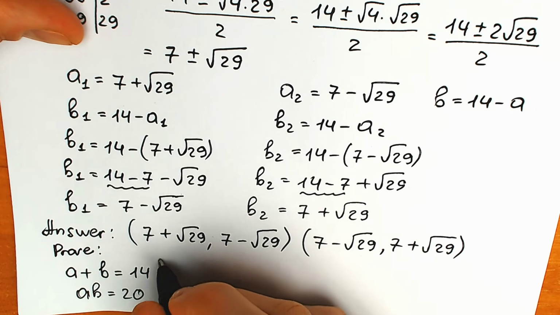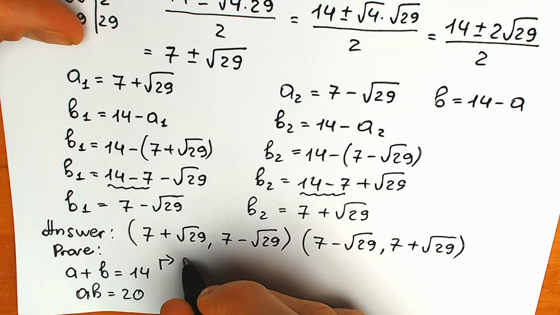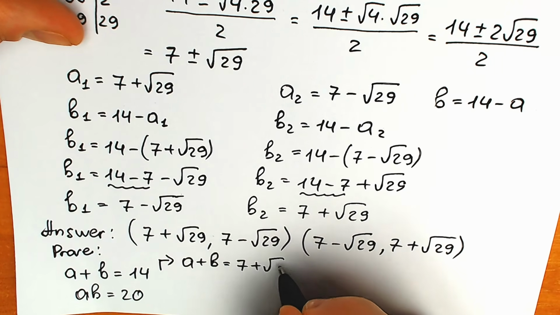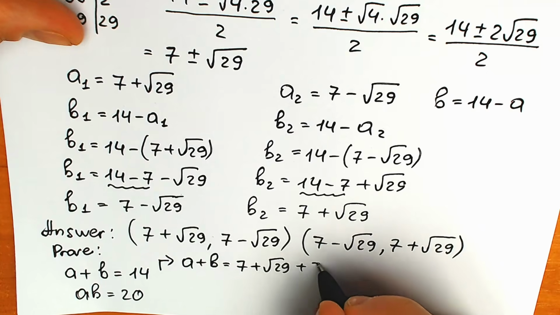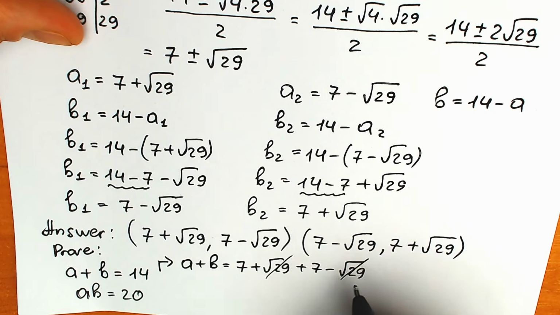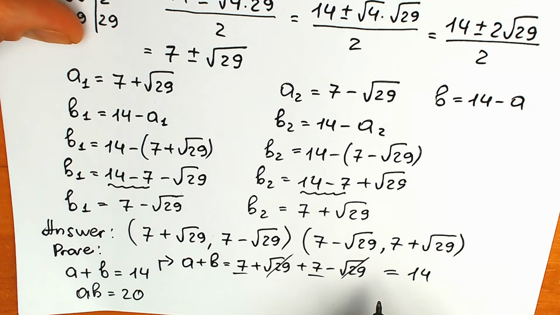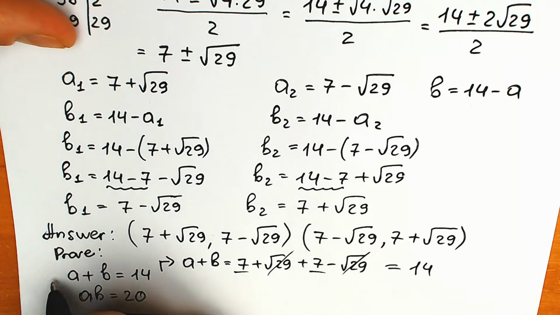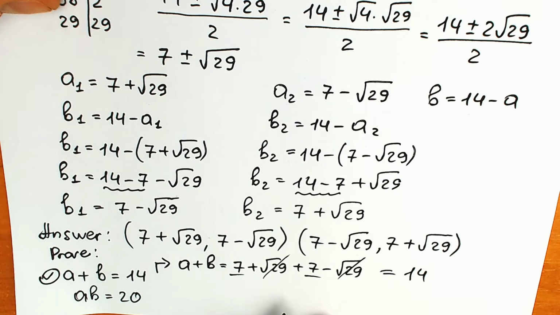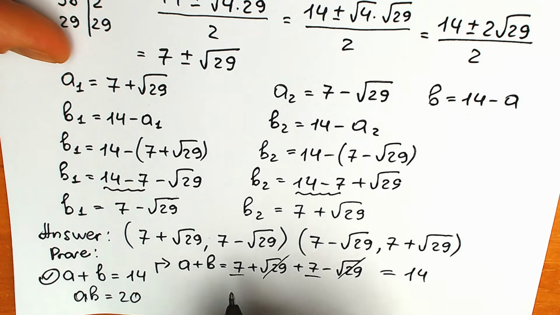So first of all, let's check real quick our addition. a plus b equal to 7 plus square root of 29 plus 7 minus square root of 29. Right here we're going to cancel the square root terms. 7 plus 7 equal to 14. So basically a plus b equal to 14. Absolutely correct expression.